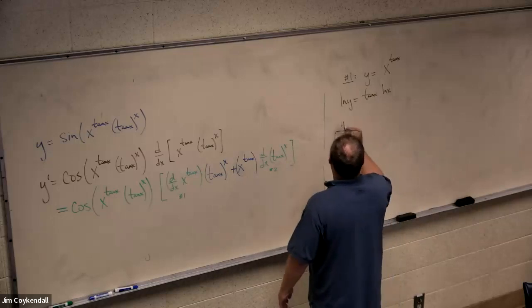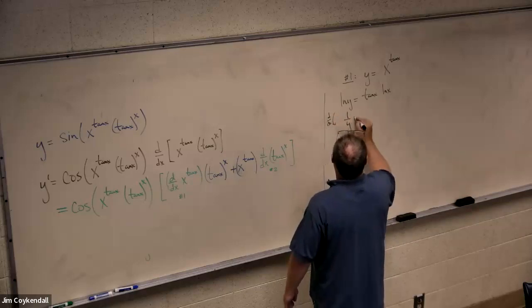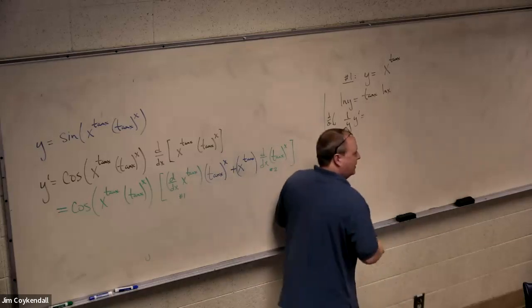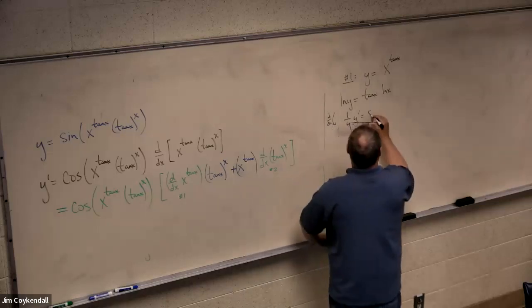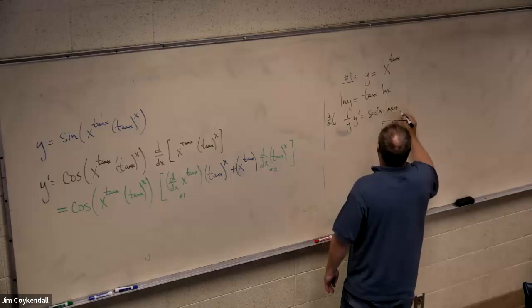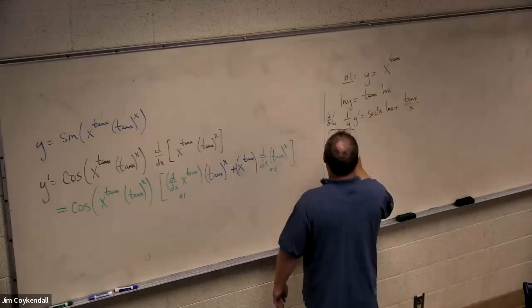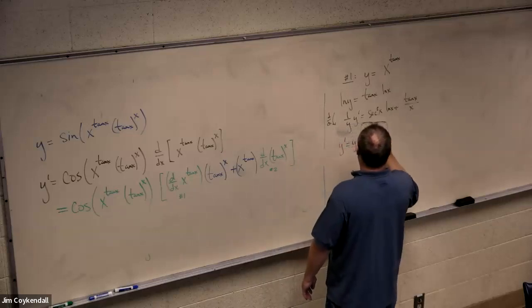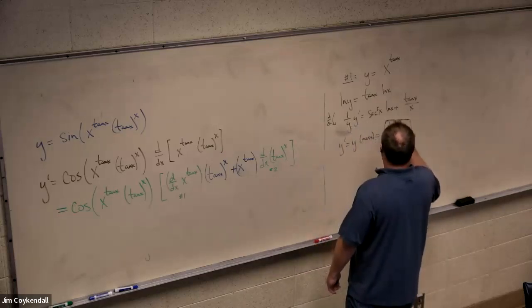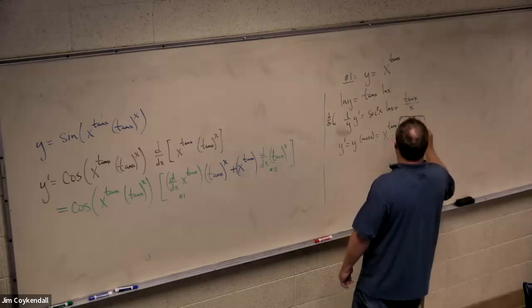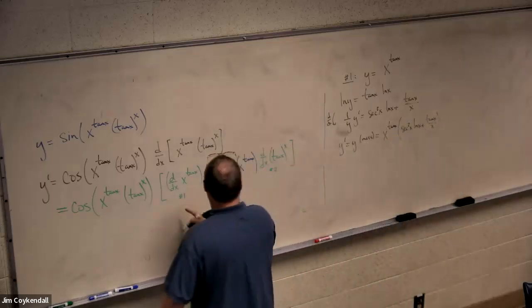So when I take the derivative of both sides of this, 1 over y, y prime, equals the derivative of this, again with the product rule. What's the derivative of tangent? Secant squared. So I get y prime equals y times this, which is x to the tangent x times secant squared x log x plus tangent x over x. And this thing goes back in the puzzle.